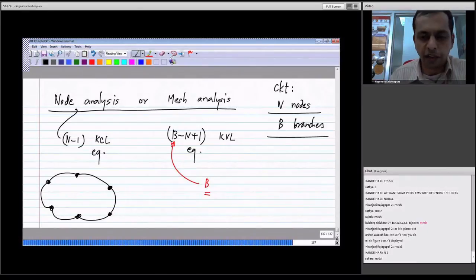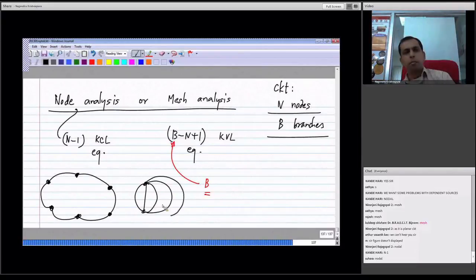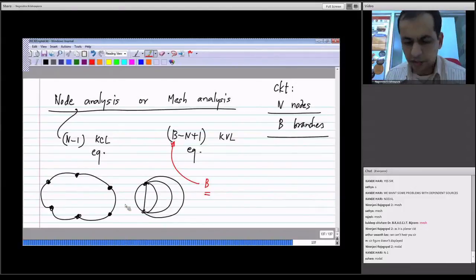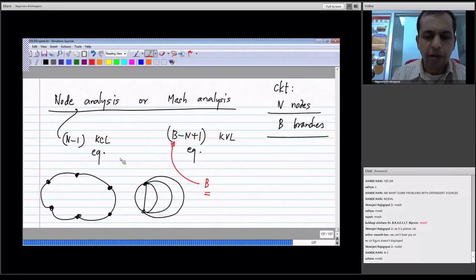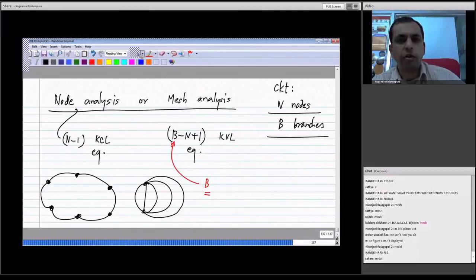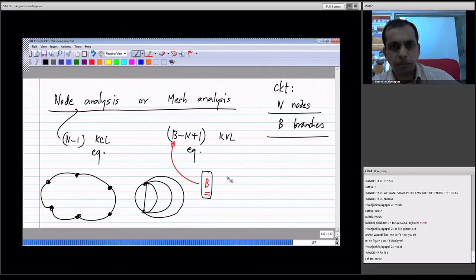Okay, now these are weird cases. Obviously, in this case, on the right hand side, when you have only two nodes, you would use nodal analysis. And in this case, you would use mesh analysis. There is a single loop. But what happens in a general case is that, with this b, when you have n nodes, it's possible that every node is connected to every other node through some branch. Okay. Now, this is not very likely, but it is very much possible. Now, if every node is connected to every other node through a branch, how many branches will we have?